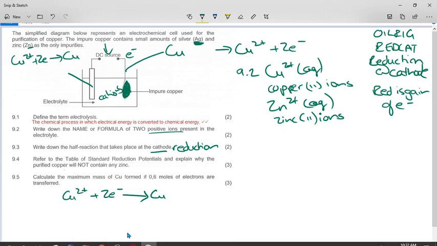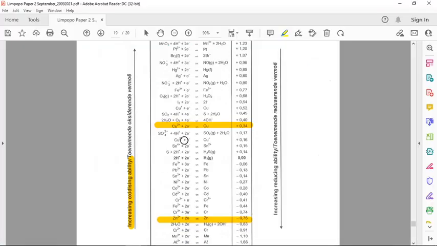Well, if we go look at our table of standard reduction potentials over here, can you see here Cu2+ plus 2 electrons goes to Cu, 0,34, and Zn2+ plus 2 electrons goes to Zn, is minus 0,76. This minus tells you this reaction does not want to occur. This plus tells you this reaction will occur quite readily. So zinc ions do not want to become zinc metal. They do not want to form on the electrode.